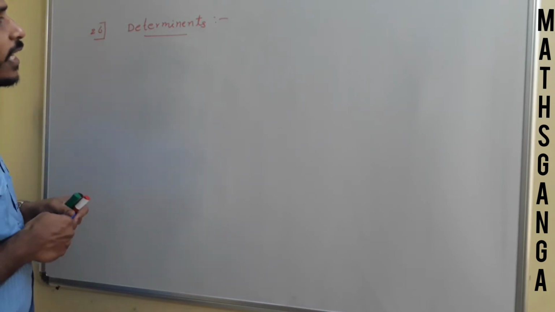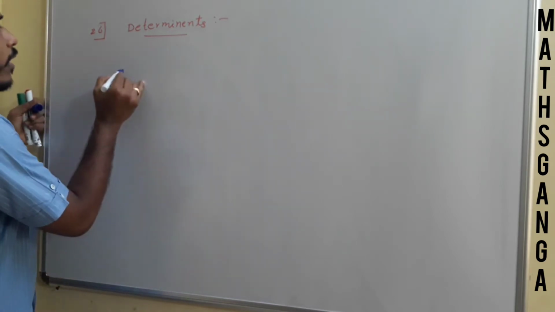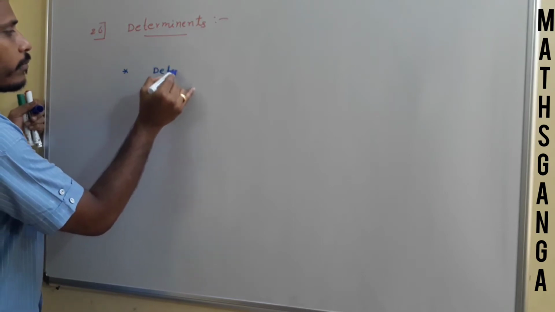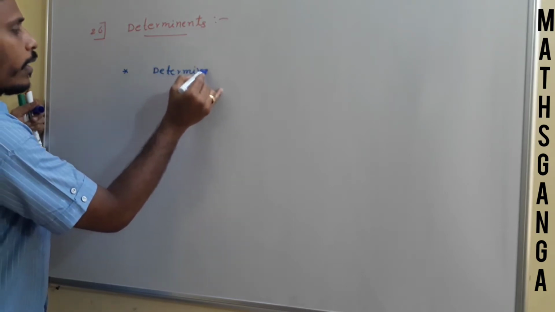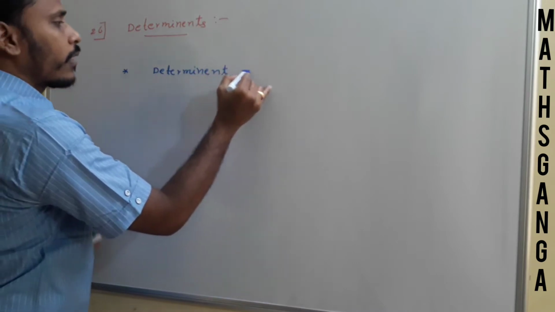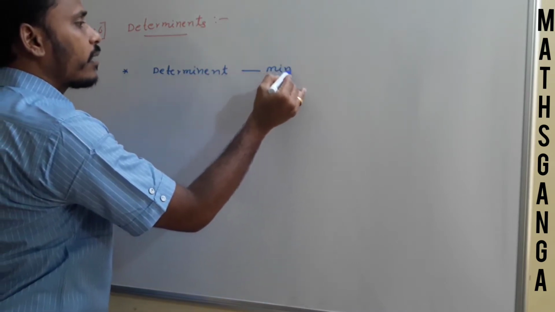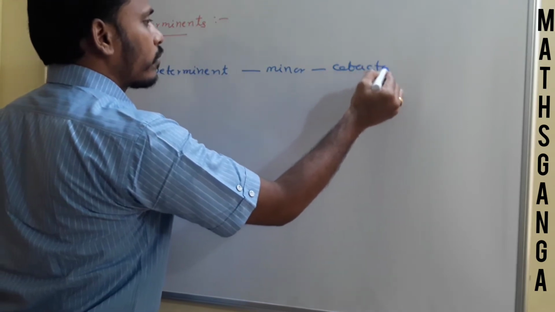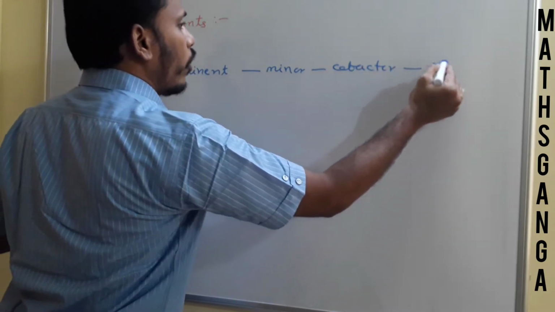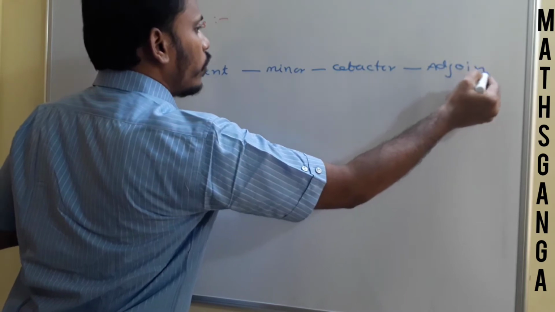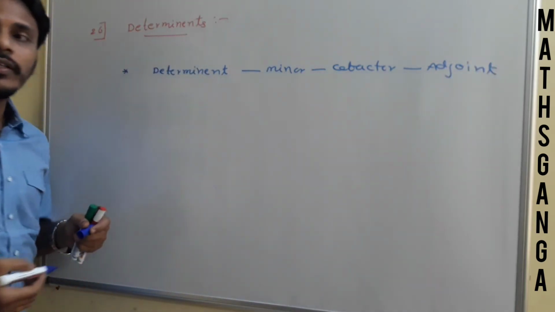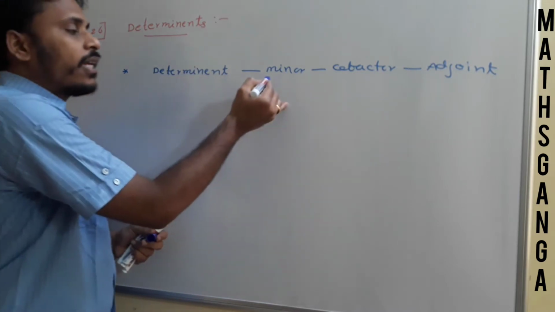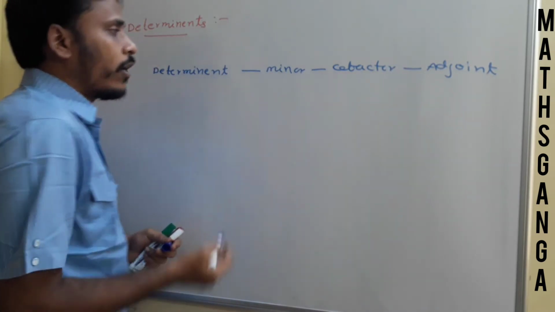In finding the determinants, different terms get involved here. Determinant, and then minor, and then cofactor, after that adjoint. You need to identify the terminology first: determinant, minor, cofactor, adjoint.